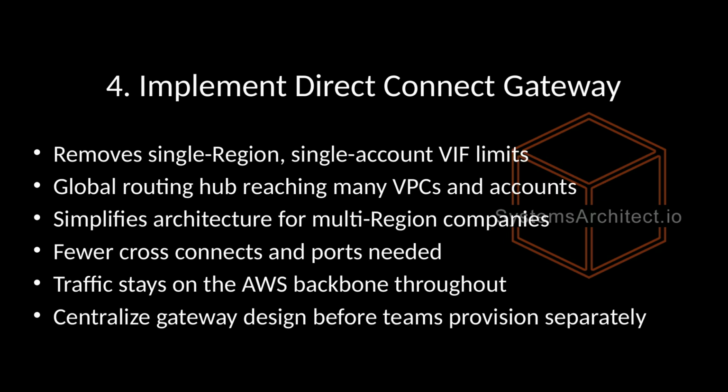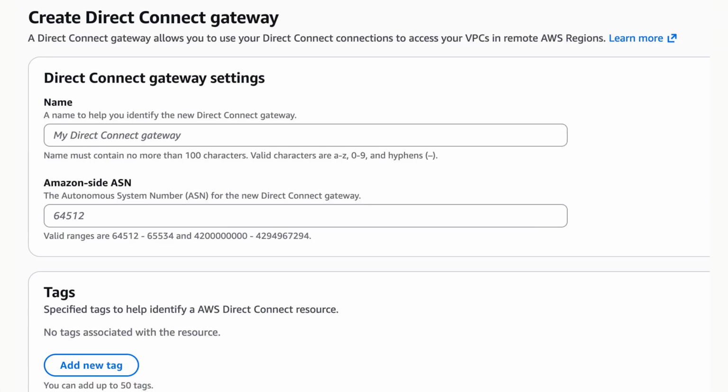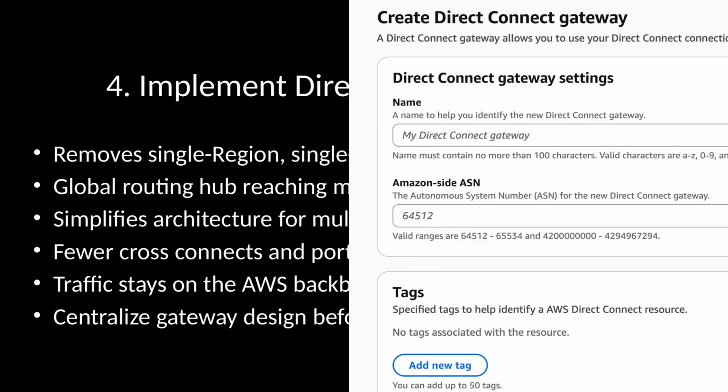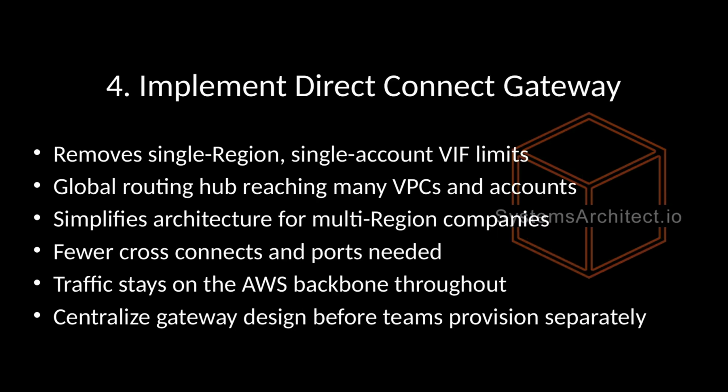4. Implement Direct Connect gateway. Without a Direct Connect gateway, a connection ties to virtual interfaces. Those typically reach only one region and one account. Direct Connect gateway removes that limit entirely.